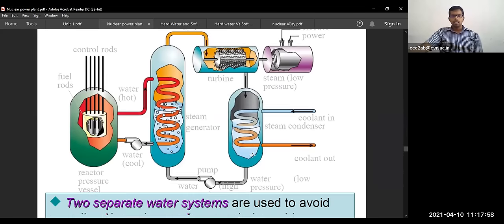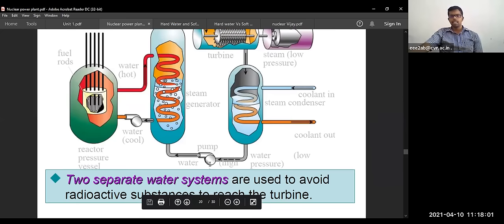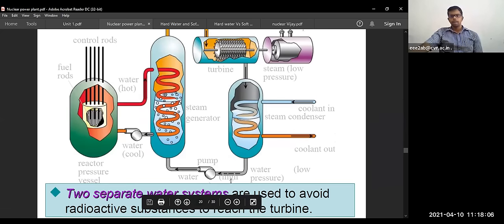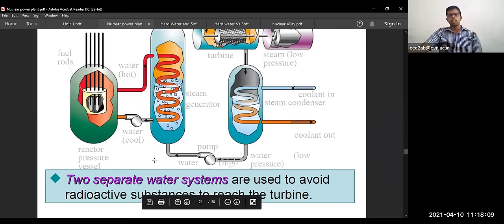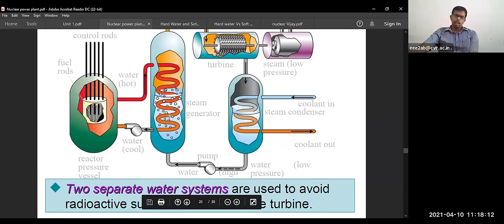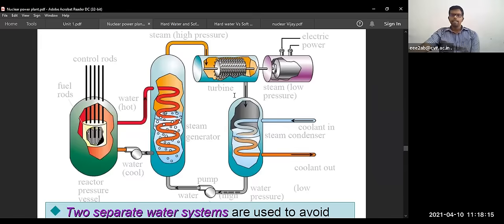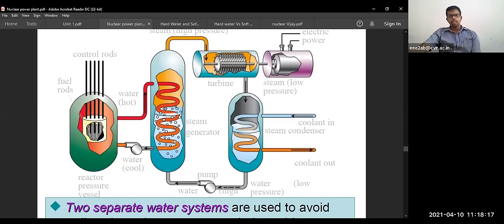If you see, two separate water systems are used to avoid the radioactive substance reaching the turbine. That's why we are using another water separator, and we are not taking that water directly here. If we are going for a boiling water reactor, we are inserting water directly into the reactor itself. We are giving the water directly to the reactor itself.